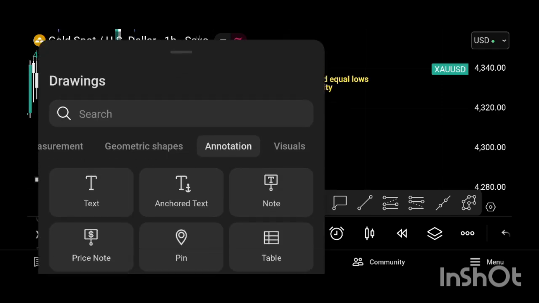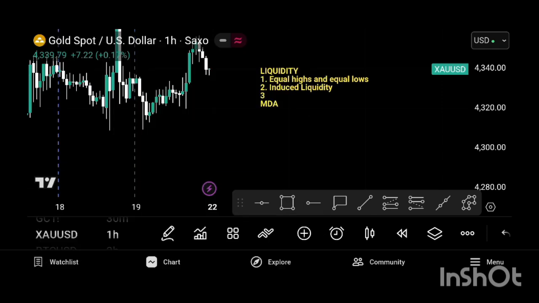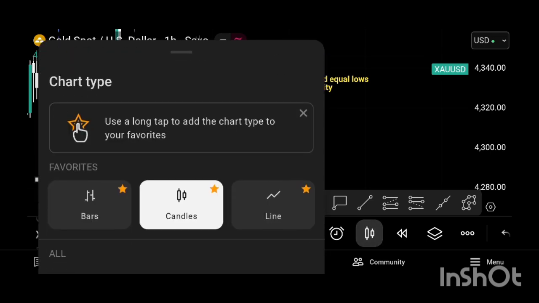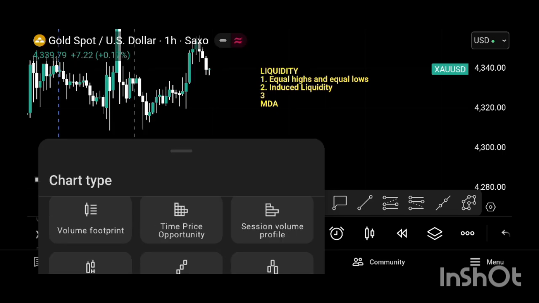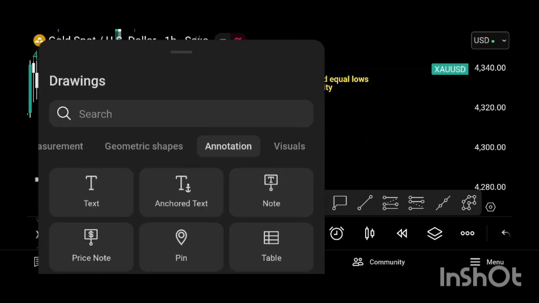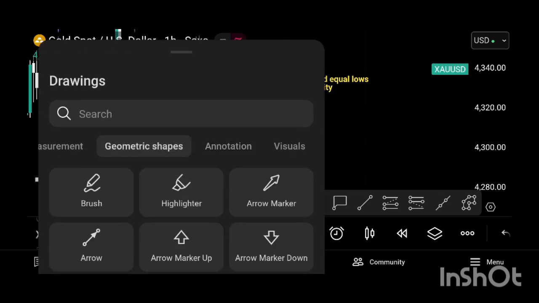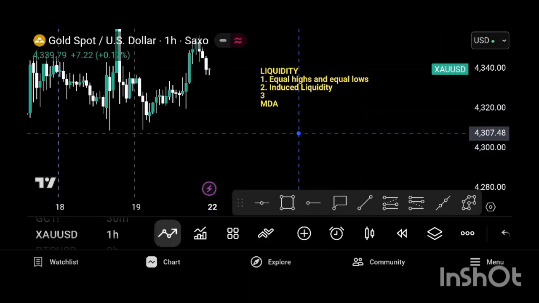So first of all, I will annotate some of these explanations before I proceed to the chart to show us real time examples. All right, so you have to follow me and then I will show you everything. So the first type of liquidity we have is equal lows and equal highs.